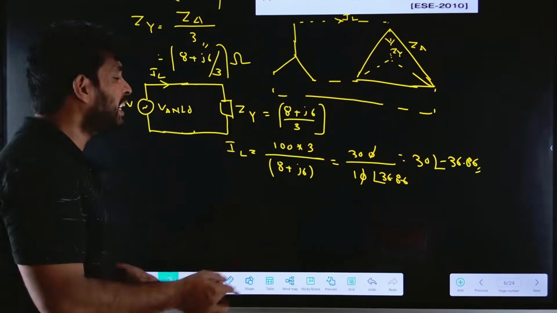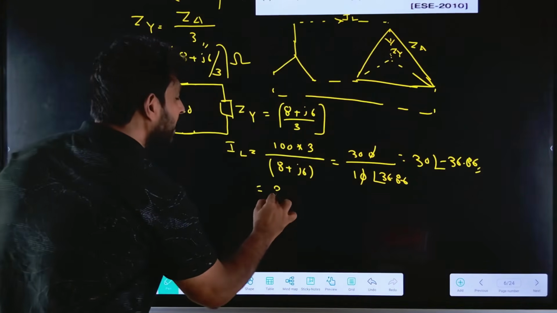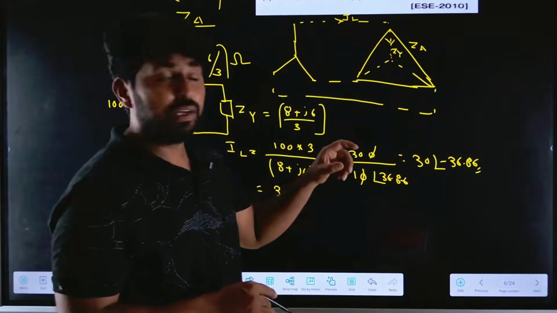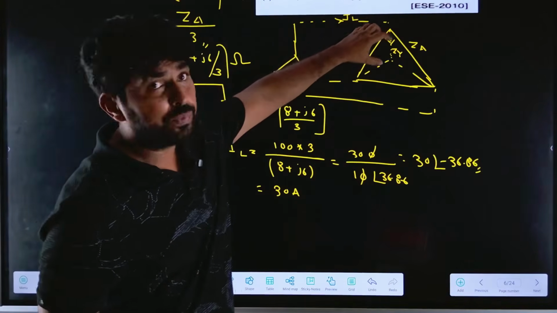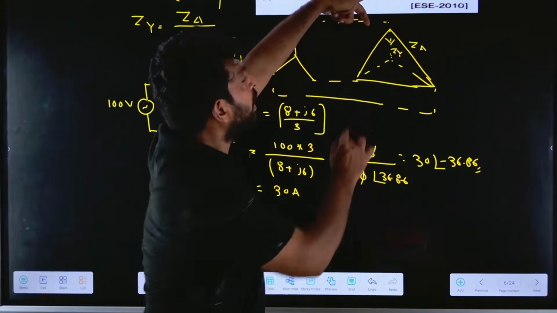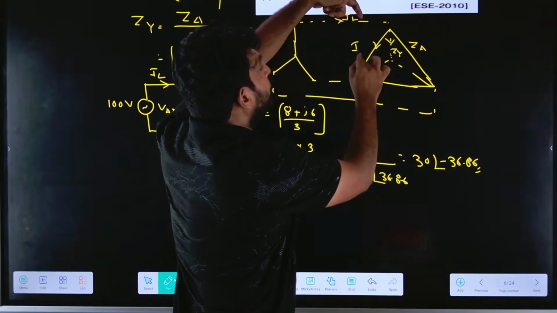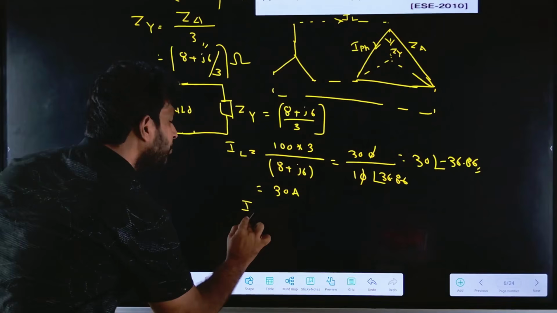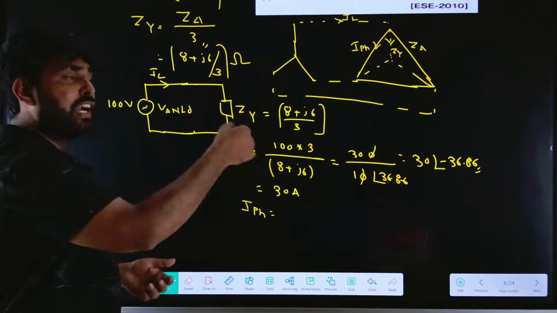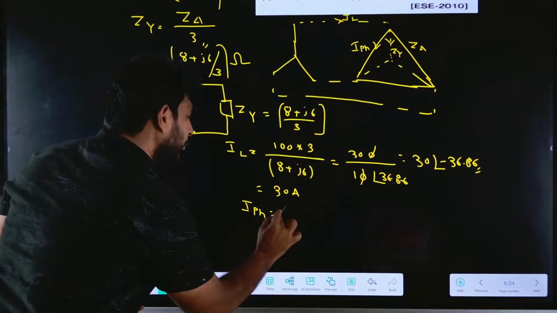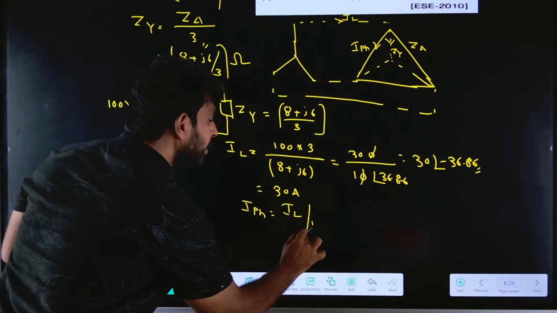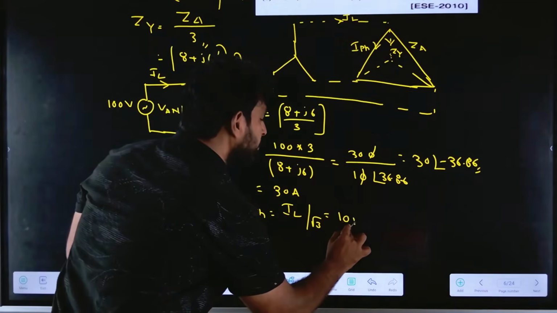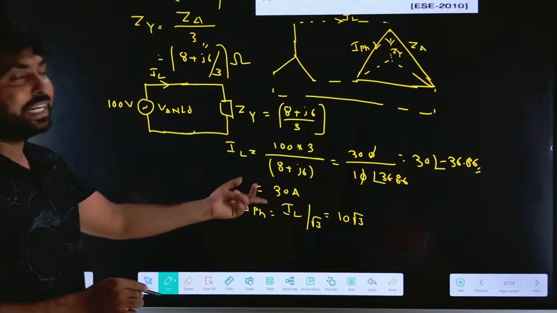So what is the line current now? The line current equals 30 amps. Now we got this current for the delta connected load. If I want to find the phase current, how can I find it? The phase current will be the line current divided by root 3 in case of delta connected load. So 30 divided by root 3 is 10 root 3. So 10 root 3 and 30 is the answer.